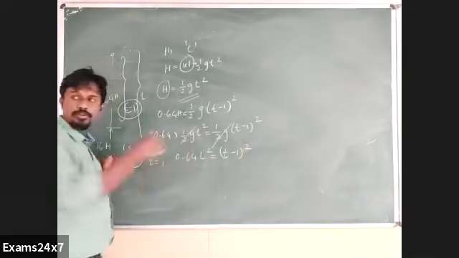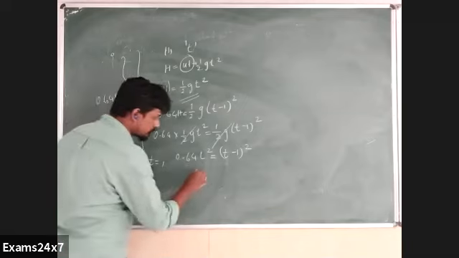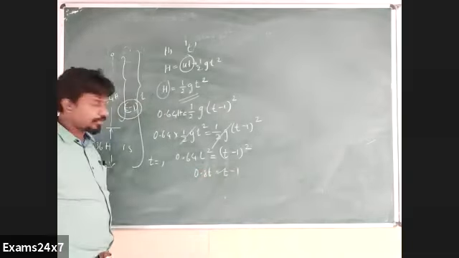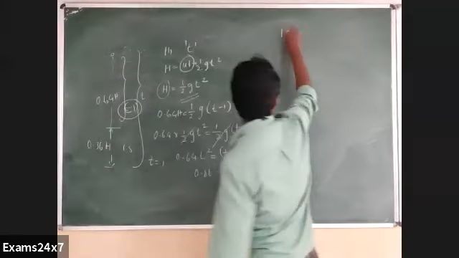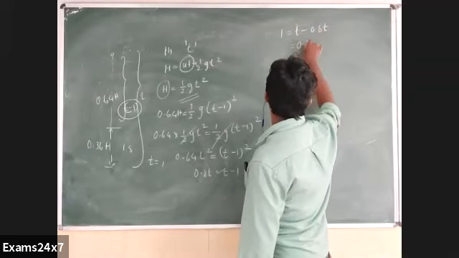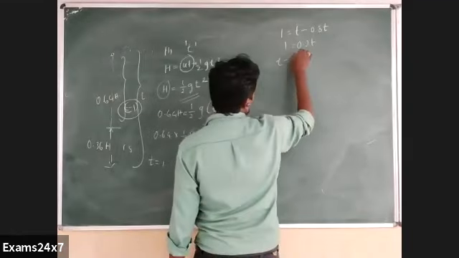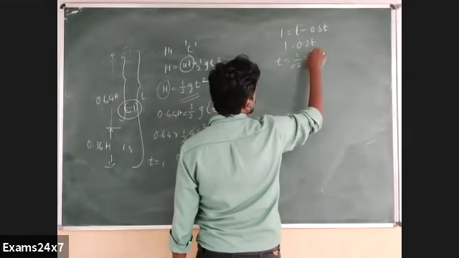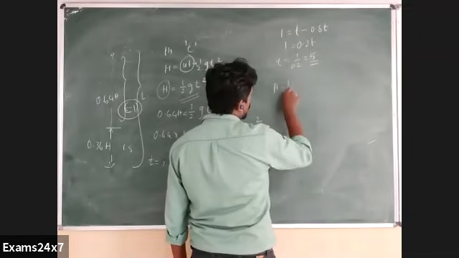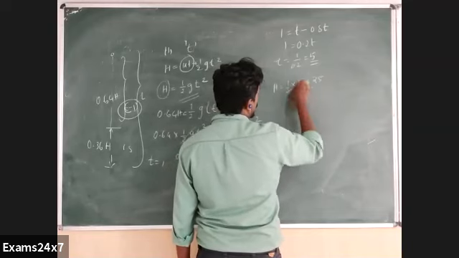0.64 t square root is 0.8 t. 0.8 t is equal to t minus 1. So 1 is equal to t minus 0.8 t, which is 0.2 t. What is t? 1 by 0.2, that is 5 seconds. Okay, what is h? Half into g, 10, t square, 25.